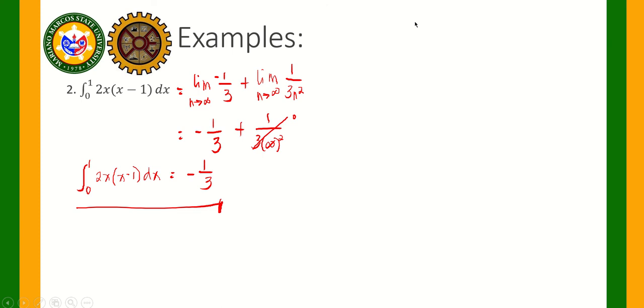Okay? So, that is how you compute for a definite integral using the Riemann sum.